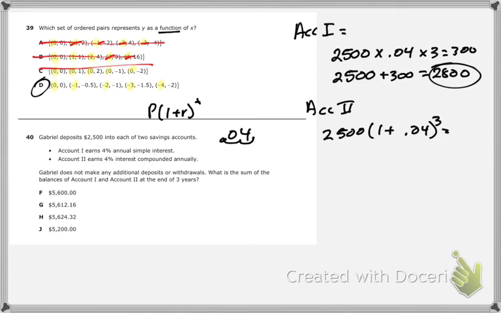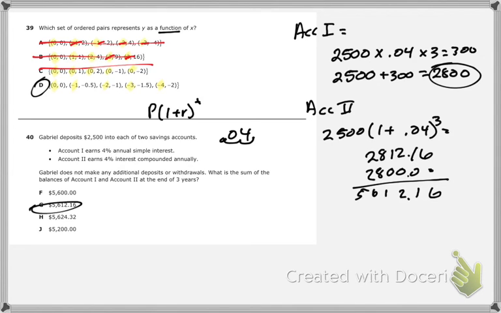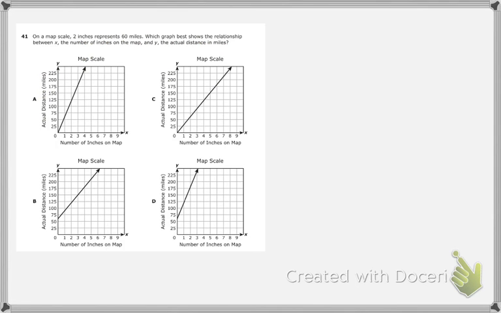So here, this is 2,812.16. I add both those numbers, account number 1 and account number 2, and we get G, 5,612 with 16 cents.